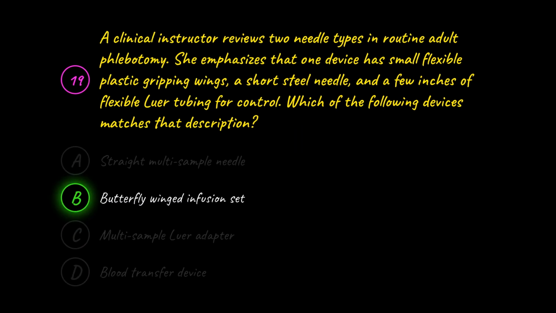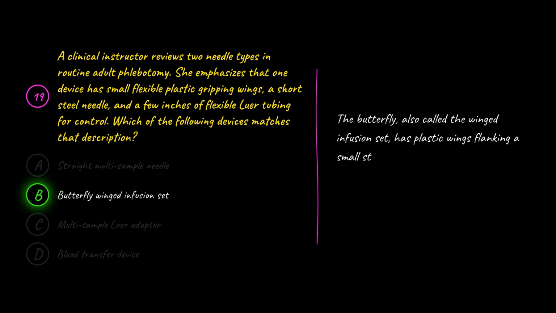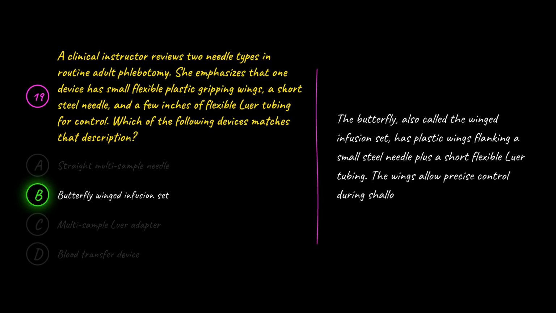The correct answer is B. Butterfly winged infusion set. B is correct because the butterfly, also called the winged infusion set, has plastic wings flanking a small steel needle plus a short flexible Luer tubing. The wings allow precise control during shallow insertion.